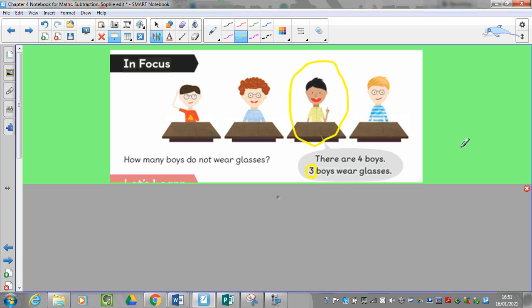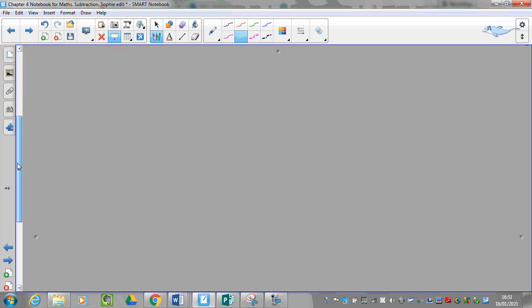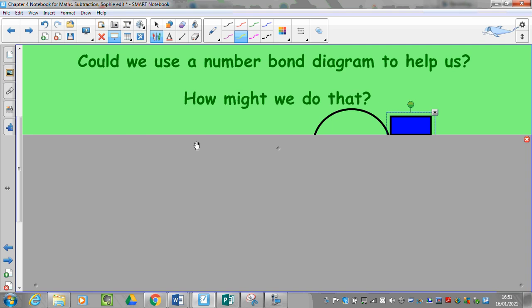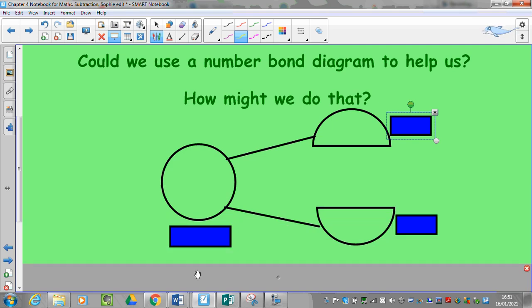We might just be given some information in a part whole, a number diagram, or on a 10 frame. So we need to know how to work out this method. Let's have a look below them. We're going to use a number bond diagram to help us.